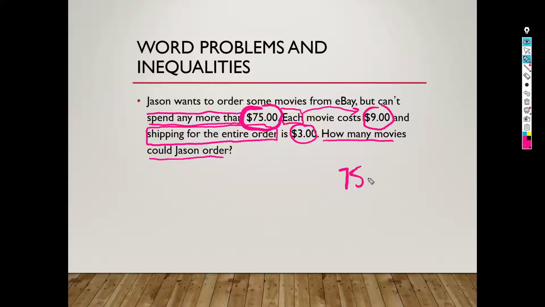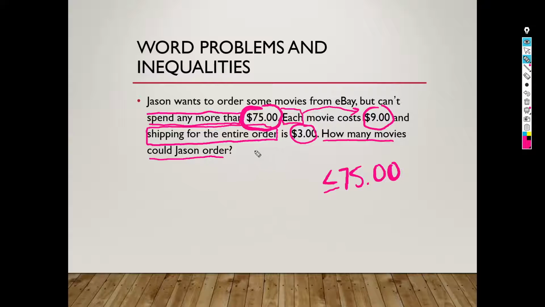So that tells me my relationship with that $75. I know that 75 has to be the biggest part of this inequality, because I can't go above it. But if I can't spend any more than 75, that doesn't mean I can't spend all 75. So that tells us we have that equality piece.